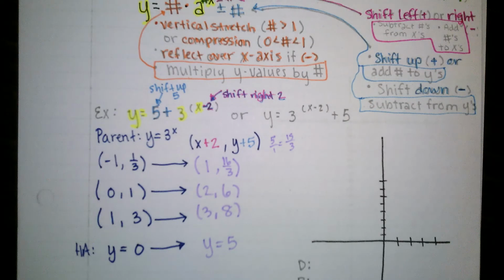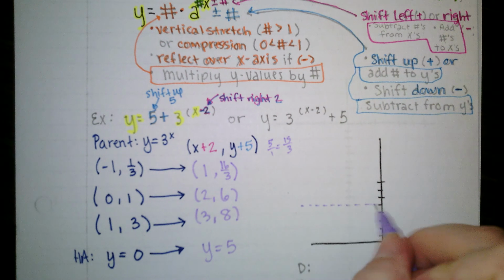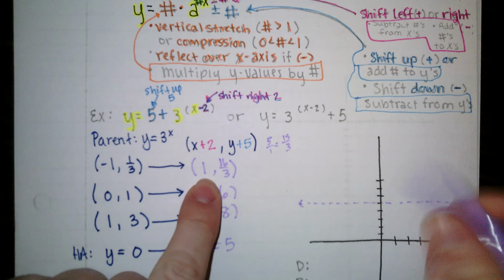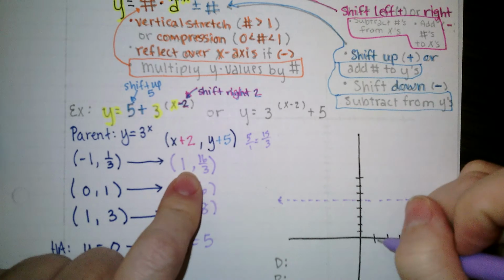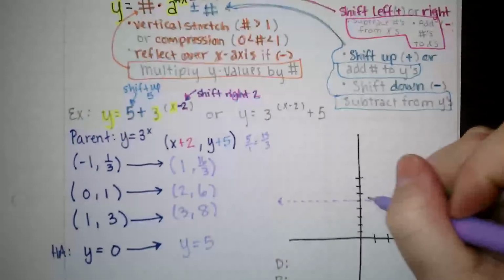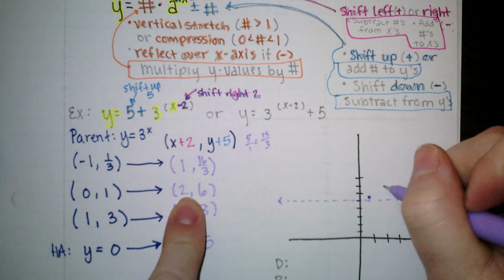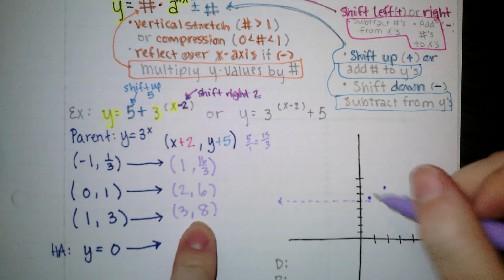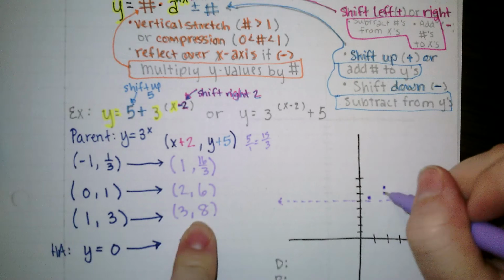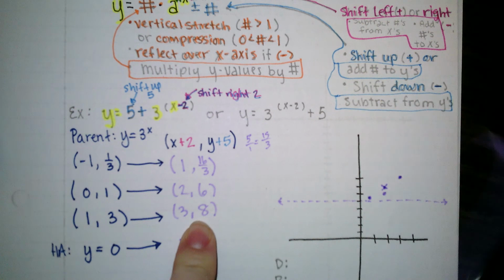So when we go to graph this, 1, 2, 3, 4, 5, we put our horizontal asymptote at y equals 5. And then we graph our 3 ordered pairs. So 1, and then 16/3, remember, was 1/3 plus 5. So 5 1/3. 2, 6, and 3, 8. Oops, I put that at 7. 3, 8 will be here.